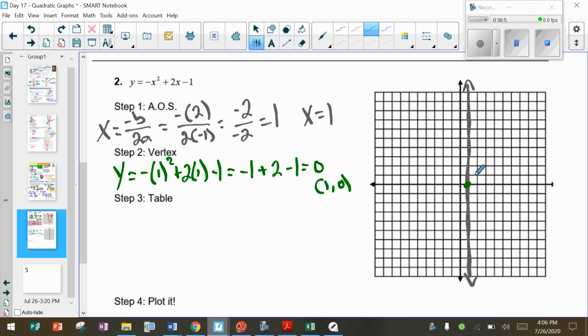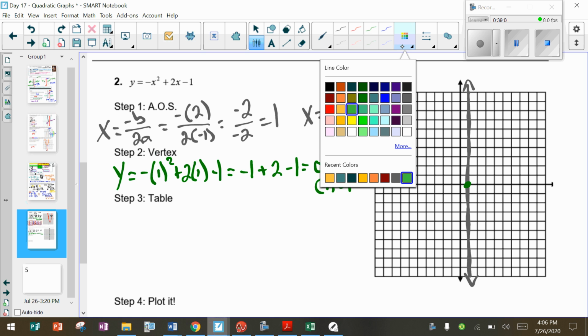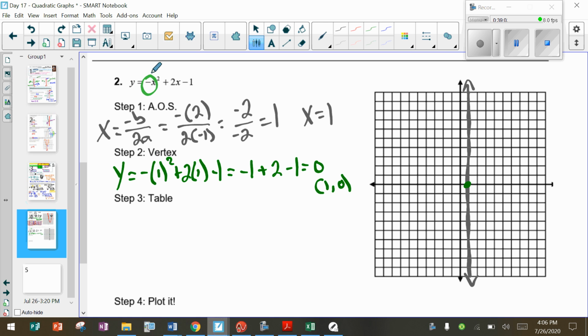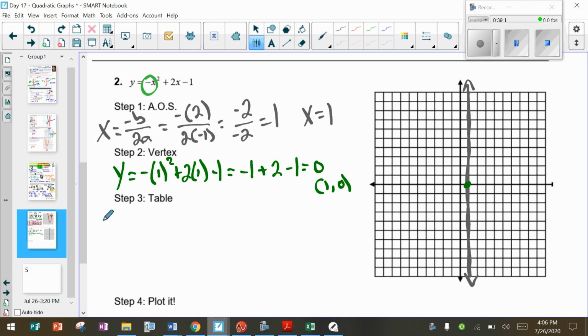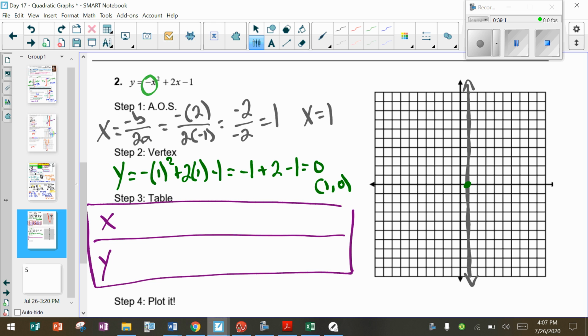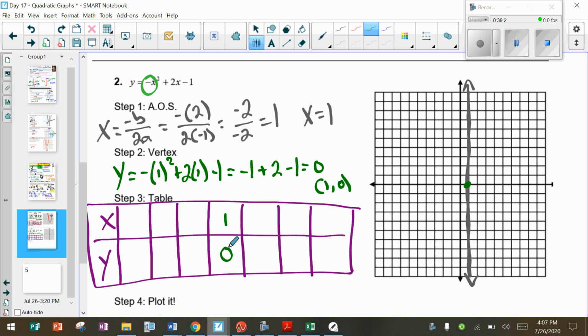So the next thing to consider is, will our graph be a happy face, a U shape, or a frowny face, an N shape? And because the a value at the very beginning of our equation is a negative, I know our graph's going to be upside down in an N shape. But it doesn't really matter, because what we're going to do is look at the table of values and let the table of values from the calculator give us some nice, neat, accurate points to graph. And I know that the point in the middle is the point 1, 0, which we already have on our graph. And I'm going to go to the calculator.